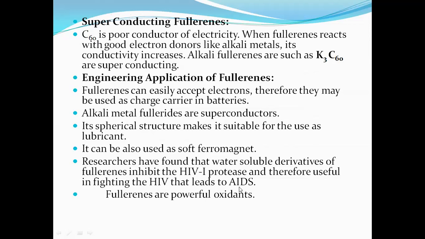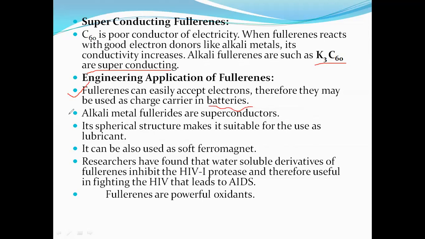C60 is combined with an alkali metal. The resultant compound is K3C60, and K3C60 is known to be a superconducting material. These superconducting materials are used in photovoltaic cells. In photovoltaic cells, C60 materials are known to be charge carriers. They are also used in batteries.